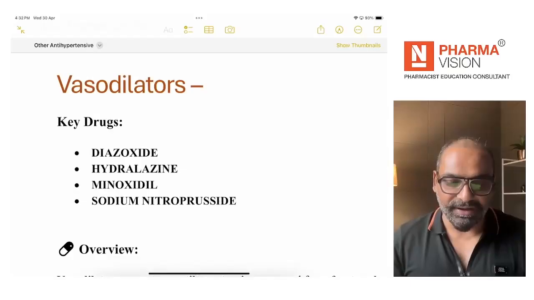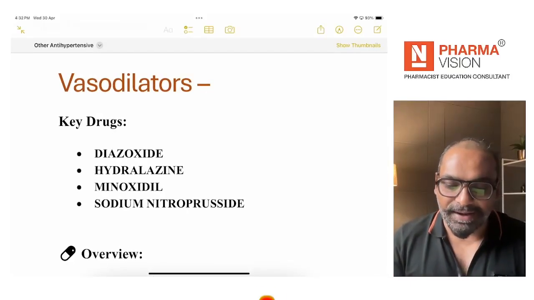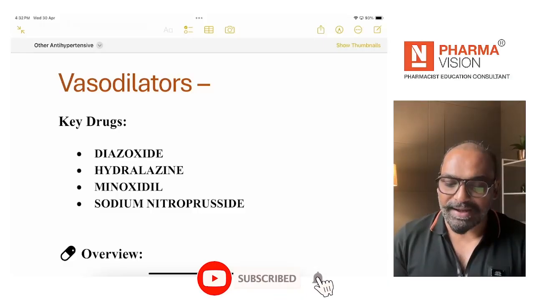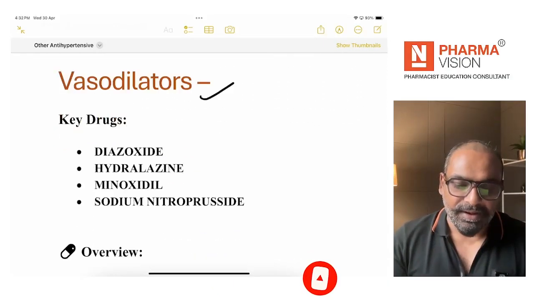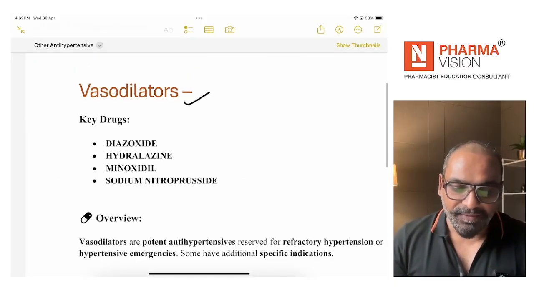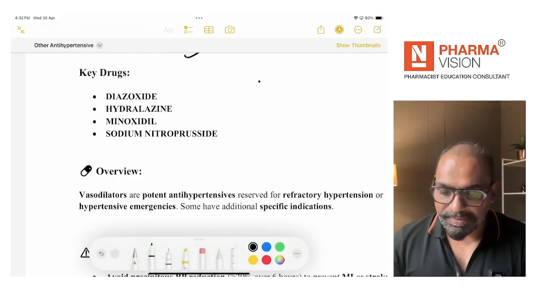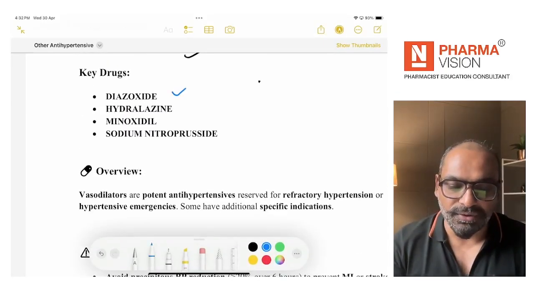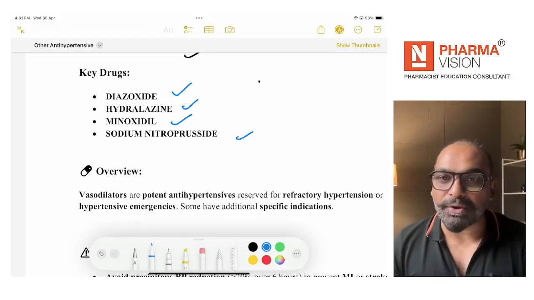Okay, so in today's class we are going to focus on vasodilators: diazoxide, hydralazine, minoxidil, and sodium nitroprusside. So these are the class of medications that we are going to focus on in today's class.